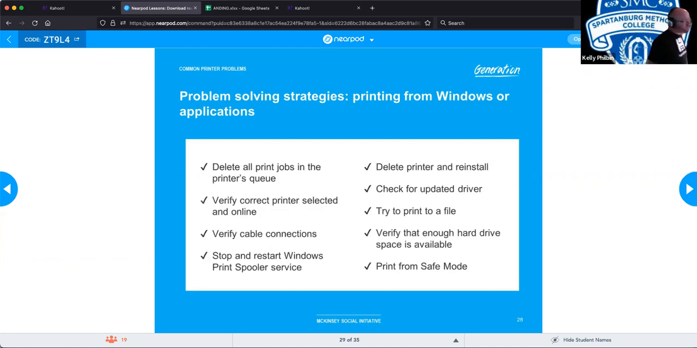Stop and restart the spooler. And then some of the stuff is repetitive. Delete and reinstall the printer. Update your drivers to make sure you're communicating in the same language. Try to print to a file to see if it's the actual printer properties on your computer rather than the network or the printer itself, and print from safe mode. So boot into safe mode and print from there.